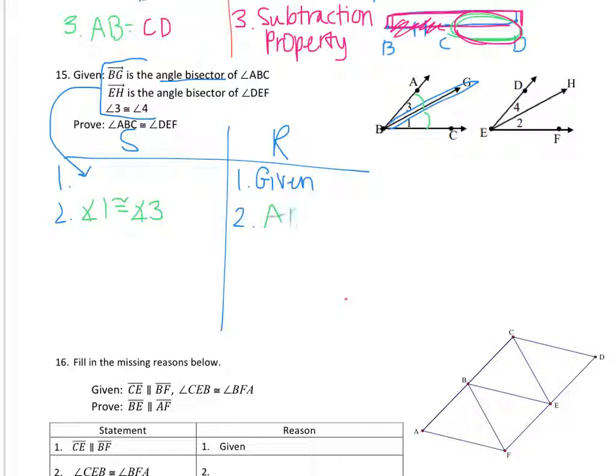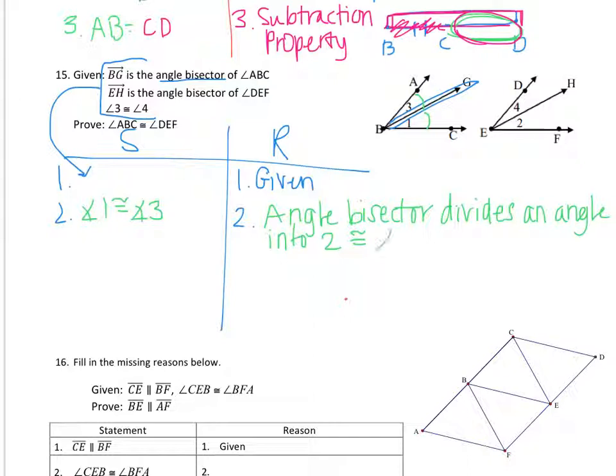And our reason is that an angle bisector divides an angle into two congruent angles. I'm going to keep reading. I've got ray EH is the angle bisector of angle DEF. So this ray is bisecting the angle, which means, again, that I have two congruent angles. Angle 2 is congruent to angle 4.